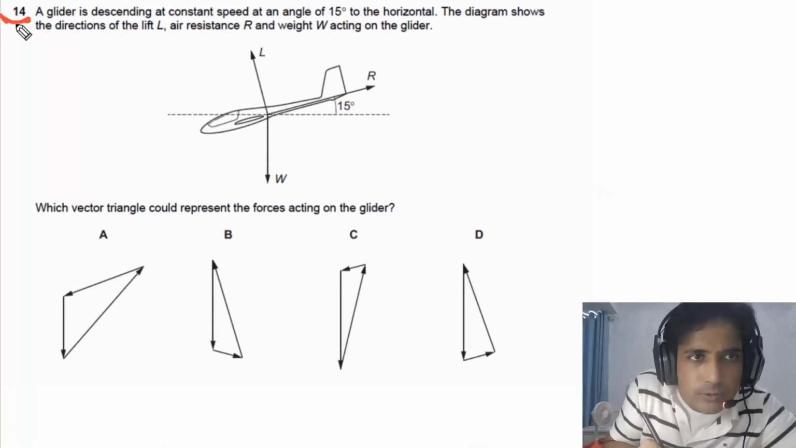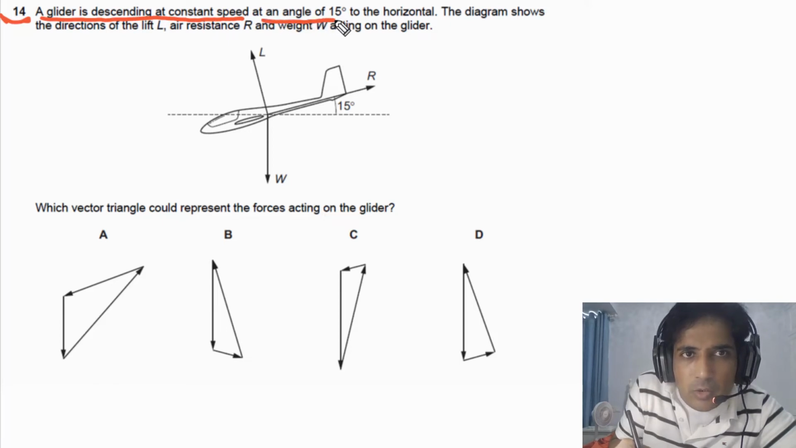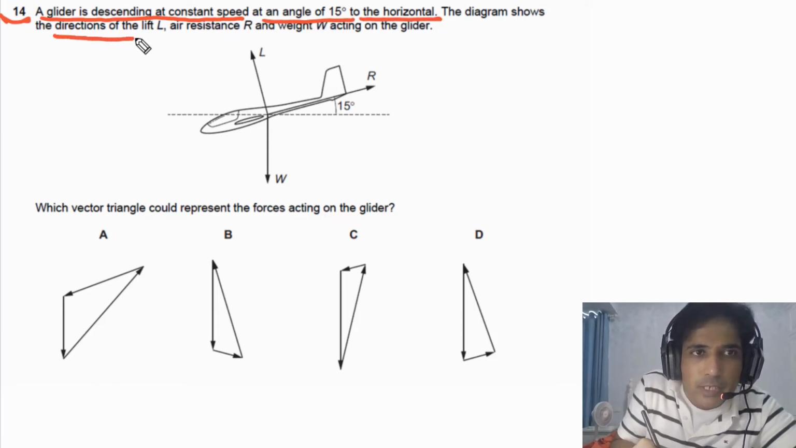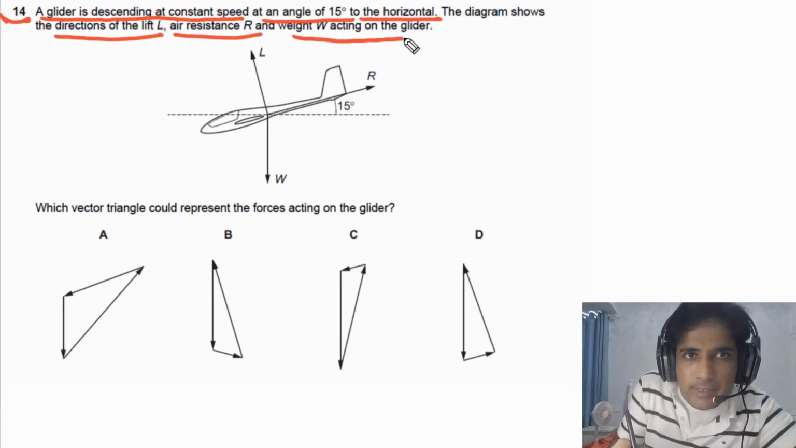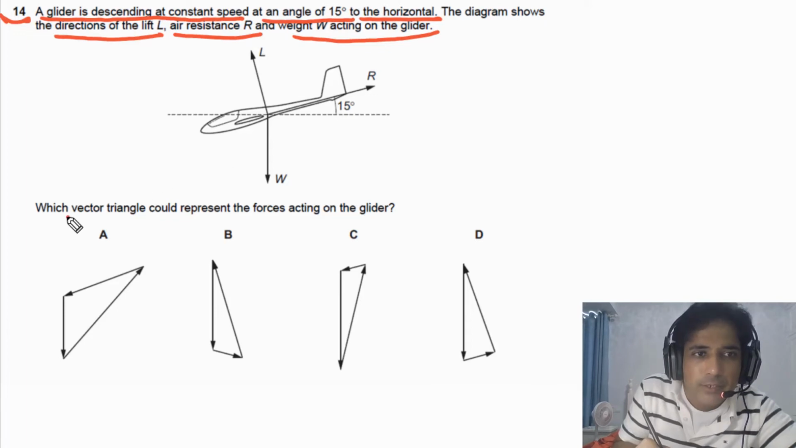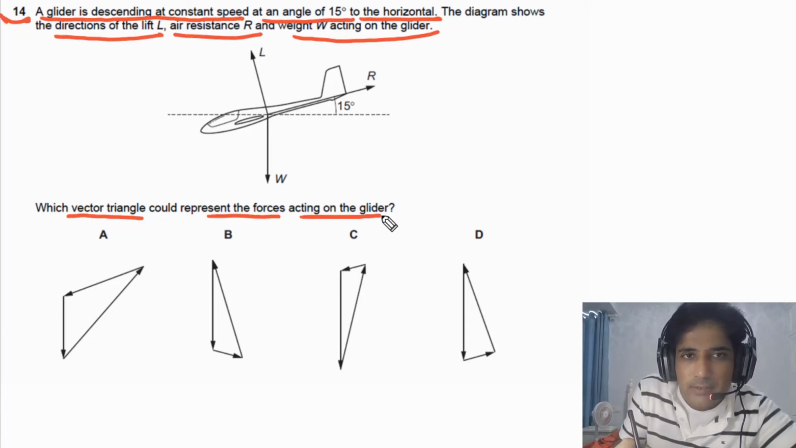Question number 14. It is given that a glider is descending at constant speed at an angle of 15 degrees to the horizontal. The diagram shows the directions of lift L, a resistance R, and weight acting on the glider. We need to find which vector triangle could represent the forces acting on the glider.